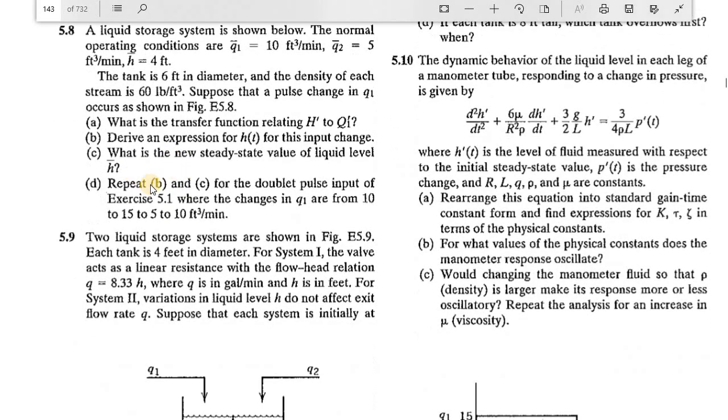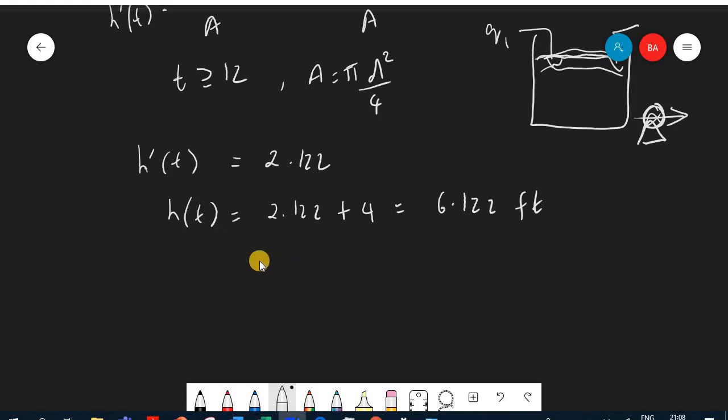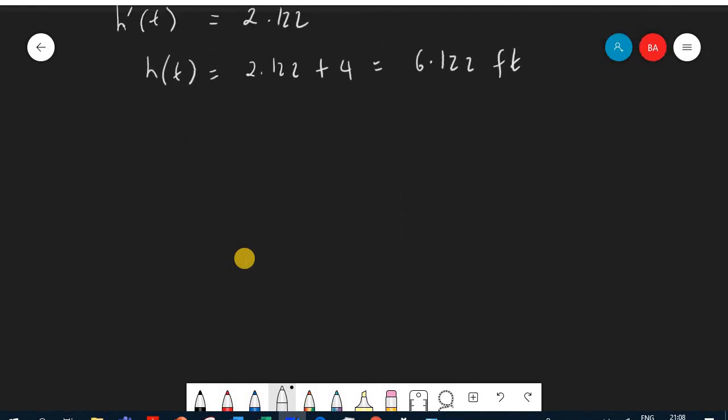I think this is good enough, because here it wants us to repeat just B and C for the doubled pulse inputs, and I'm not going to go through that. So this is good enough to solve 5.8. That's 5.8, and looking forward to also solve the next question.